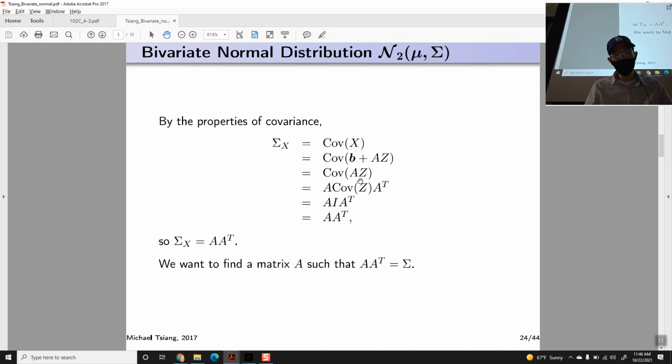You can take A out, and just like pulling out an a squared, you have the matrix version of that. You get A times the covariance of Z times A transpose. What is the covariance of Z? Again, Z is two independent standard normal variables, so the covariance of Z is just the identity matrix. So we get A I A transpose, which is AA transpose.